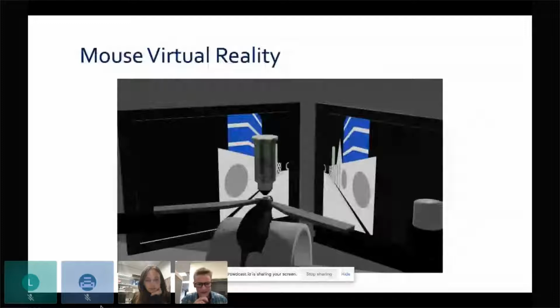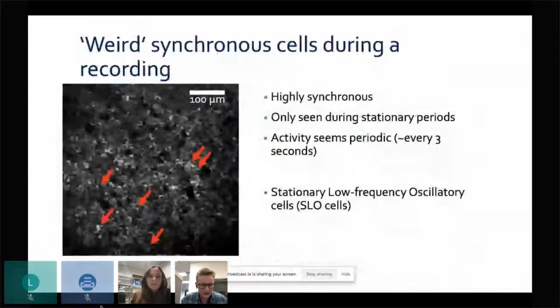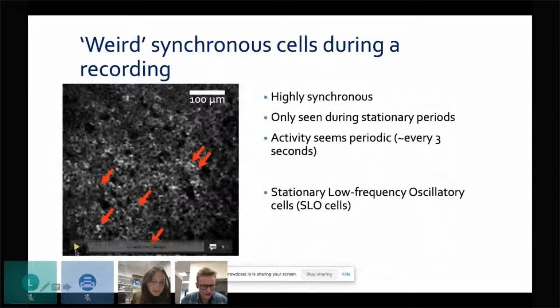Next slide, please. And I noticed these very synchronous, weird cells during the recording. That should be a video. I hope you can play it. If you can't, it should be okay, but it looks like that's fine. So we saw these highly synchronous cells. Believe me, they are very, very cool. I'll post a link in the Discord later on.